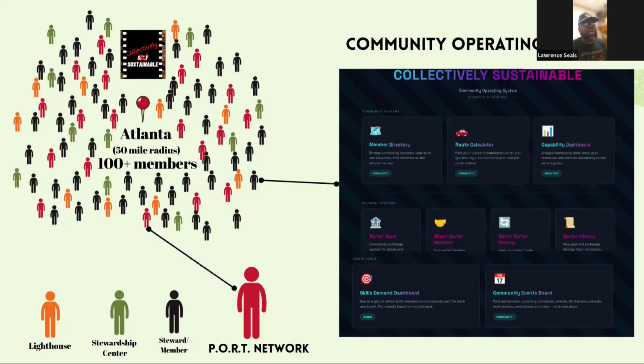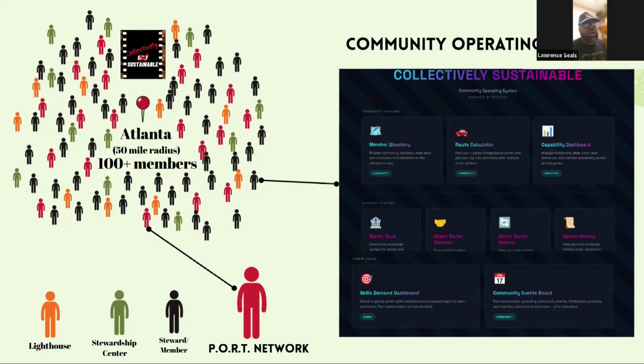So if you're somebody who's coming in as a lighthouse, again, you can put your skill set out there to let people know, hey, this is what I can do. This is what I can teach. These are the times I'm available. And furthermore, if you're somebody who's really ready to get started, you can look on the capability dashboard and see who's ready to learn, right?